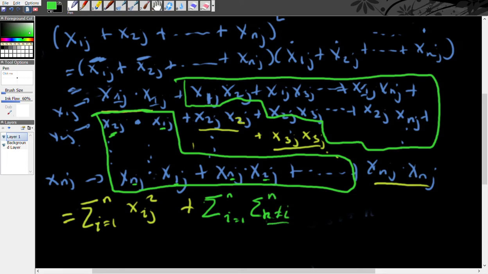This isn't exactly valid notation. What I mean by this is that k can take on values from 1 to n as long as it's not equal to i. This is abuse of notation, I hope you get the point. Then you do x_ij times x_kj. If you think about it, this sum covers 1j times 2j, 1j times 3j, 1j times nj, and so on. This one covers 2j times 1j, 2j times 3j, 2j until nj. These are all the different ones.